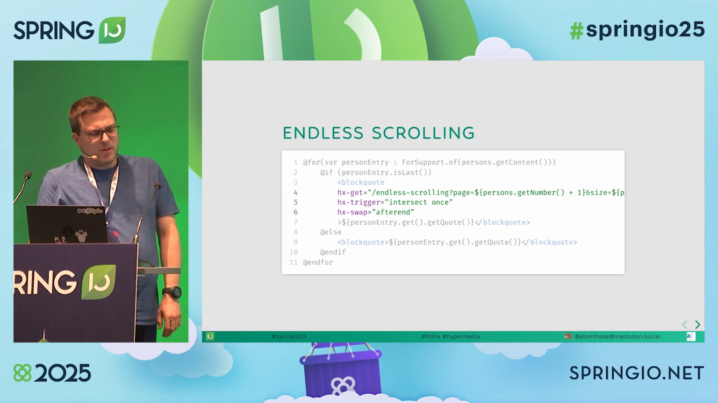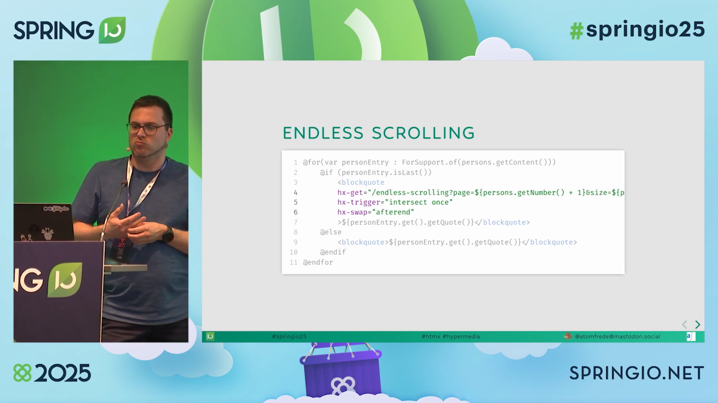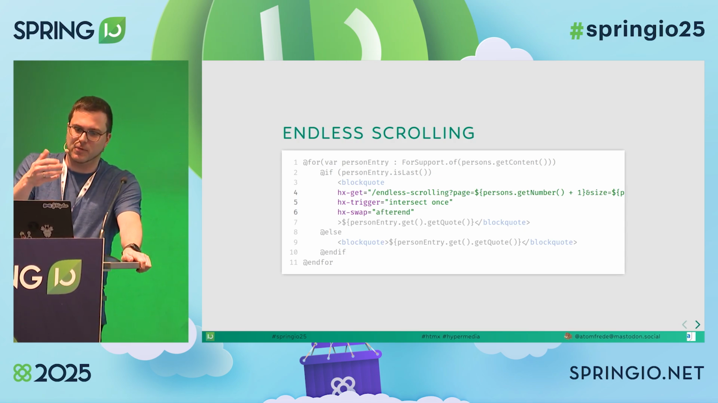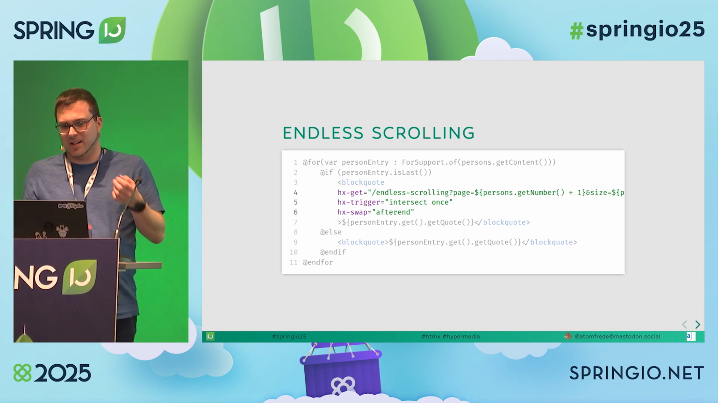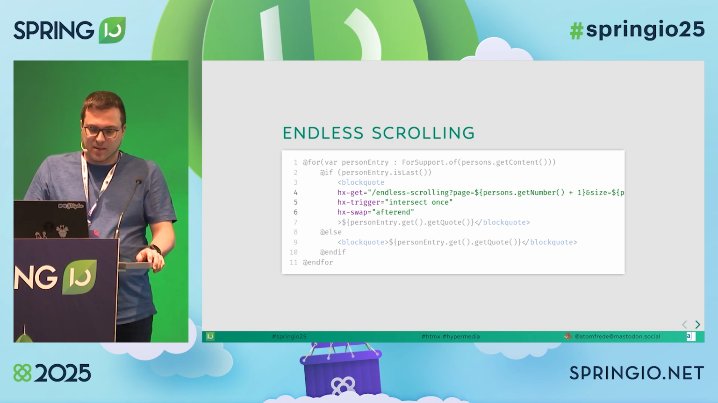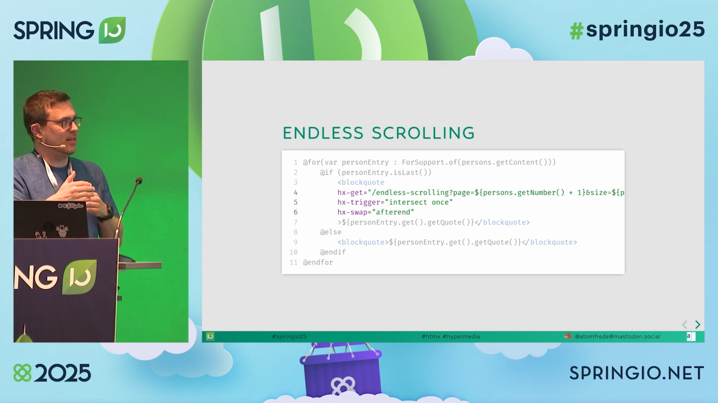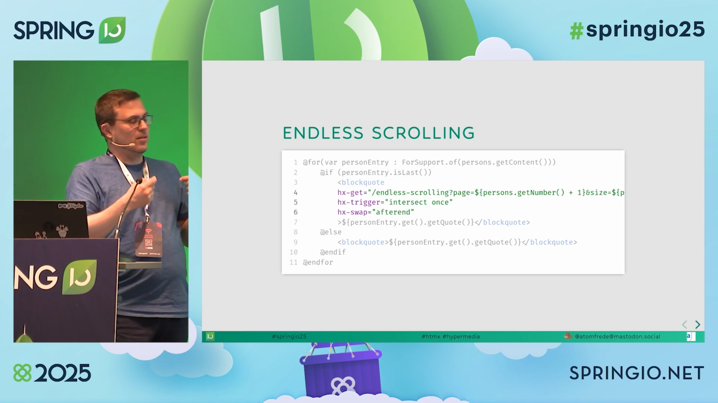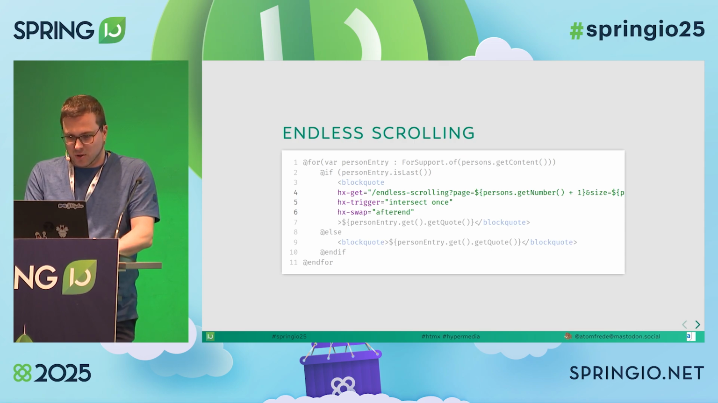Now we see again AJAX trigger intersect once. Why is that and what is it doing? Basically this request is only triggered if the element intersects the viewport, but only once. Because if you scroll up again, you don't want to have it triggered again, right? And where is it swapped? After the end of this element. So you have, let's say in this case, just a list of block quote elements, and the new response is just added after this one. Simple as that.